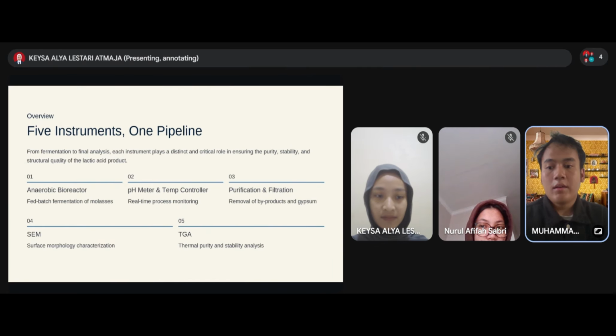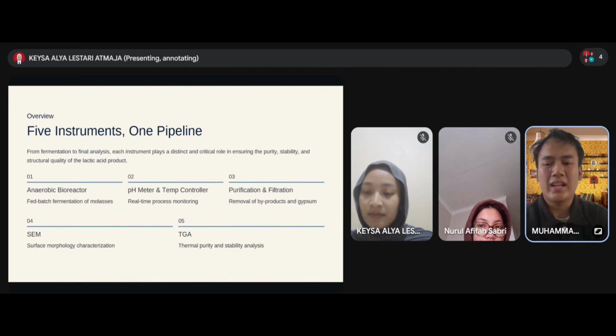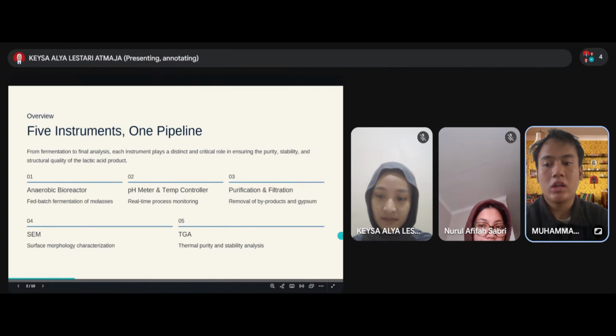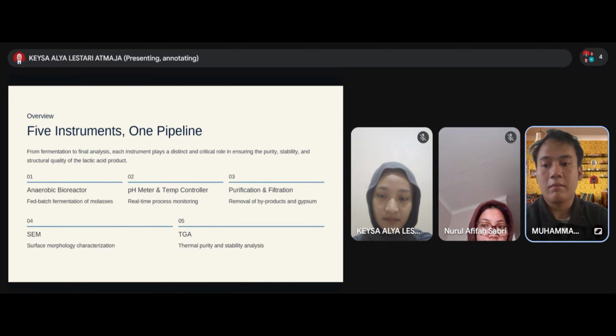Before we go into detail, here is a brief overview. This system consists of 5 main instruments that work together as one integrated pipeline. From fermentation to final analysis, each instrument plays a critical role in maintaining the quality of the lactic acid product, including its chemical purity, structure, and thermal stability. The 5 main components are anaerobic bioreactor, pH and temperature control system, purification and filtration unit, SEM for morphology analysis, and TGA for thermal stability analysis.